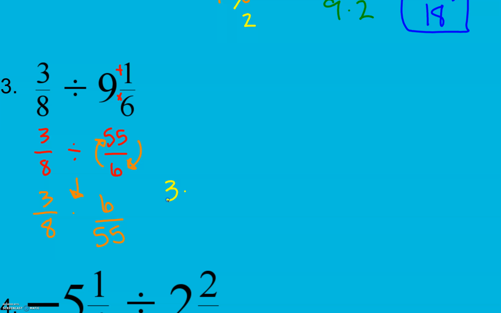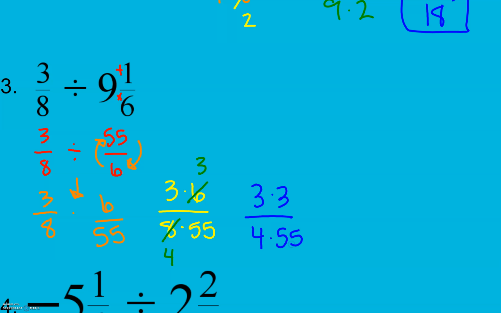Here, I get 3 times 6 over 8 times 55. Check for common factors. 6 and 8 are both even, which means I can take a 2 out. 6 divided by 2 is 3. 8 divided by 2 is 4. Here, I get 3 times 3 over 4 times 55, which is going to give me 9 over 220. And since 9 is smaller, we leave it just like that.